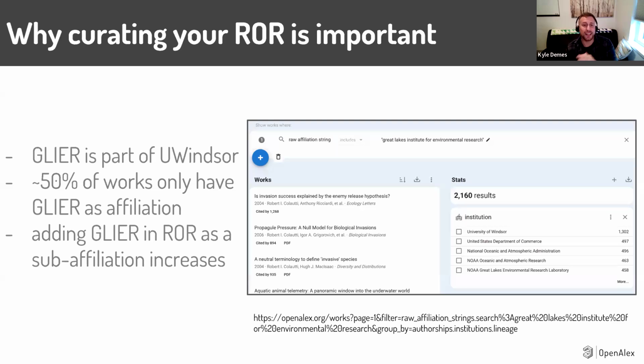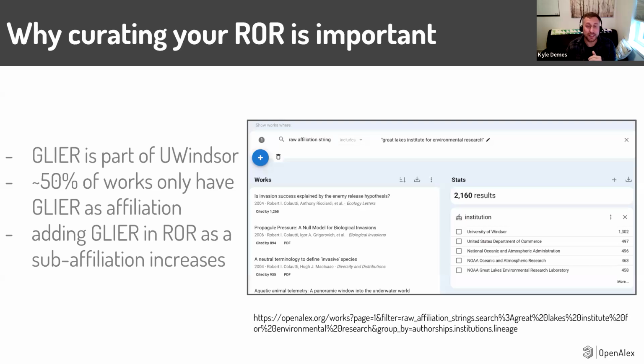A great example that I like is GLIER, which is the Great Lakes Institute for Environmental Research, if I get that right. It's part of the University of Windsor. It's really famous in my field of ecology for really great, high impact publications. Every publication from GLIER should be attributed to the University of Windsor. The challenge is that it is so well known as a brand that there are a lot of publications that don't even say the University of Windsor on them. They just say GLIER or Great Lakes Institute of Environmental Research.